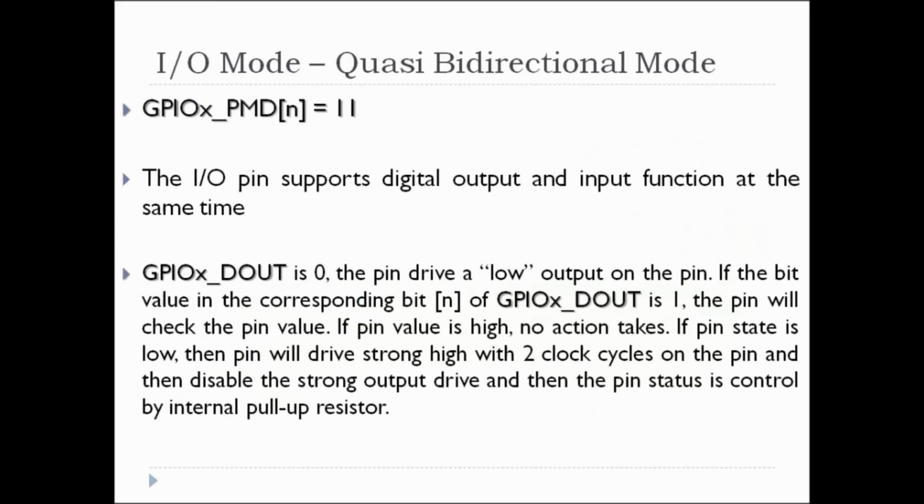If the bit value in the corresponding bit of the GPIOx_DOUT register is 1, then the pin will check the pin value. If the value is high, there is no action required. If the value is low, then the pin will drive strong high for 2 clock cycles, and then disable the strong output.